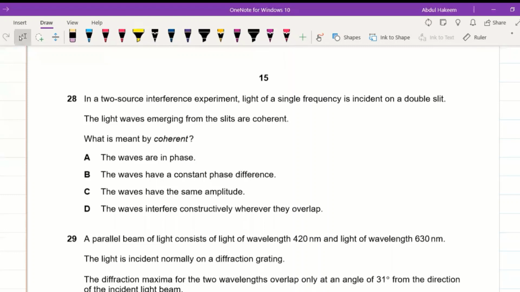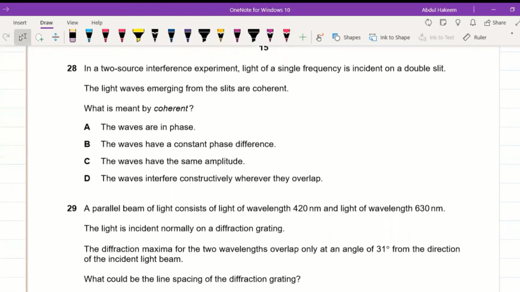And then the 28: in a two-source interference experiment, light of a single frequency is incident on a double slit, and the light waves emerging from the slits are coherent. What is meant by coherent? So simple, they must be of the same frequency, meaning they have a constant phase difference. So this is the basic definition. They must have a constant phase difference. And then if they have a constant phase difference, they have the same frequency. So B is the correct option.